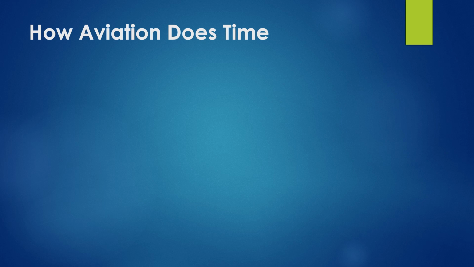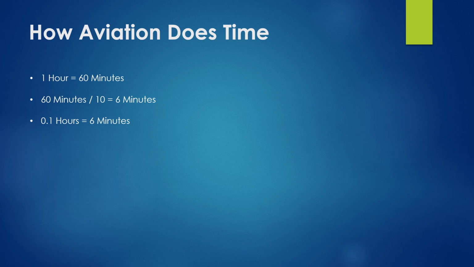And the number one thing that I want to focus on for this specific lecture is how aviation does time. So I'm going to slow down a little bit. Think about this. An hour has 60 minutes. We take that 60 minutes and divide it into tens. And so we get 10 6-minute intervals, okay? Because 6 times 10 is 60. So when you log your time, you're actually going to log it in tenths of an hour. For example, if you fly for 6 minutes, you are going to log 0.1 hours.